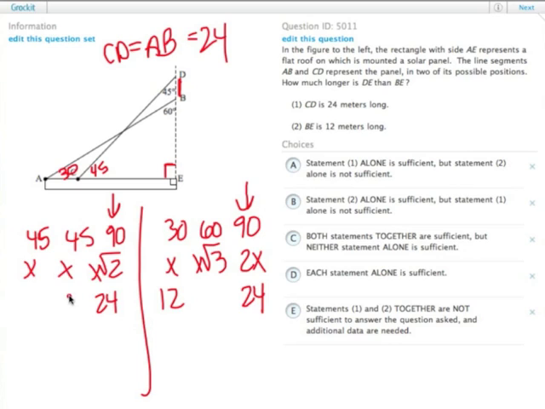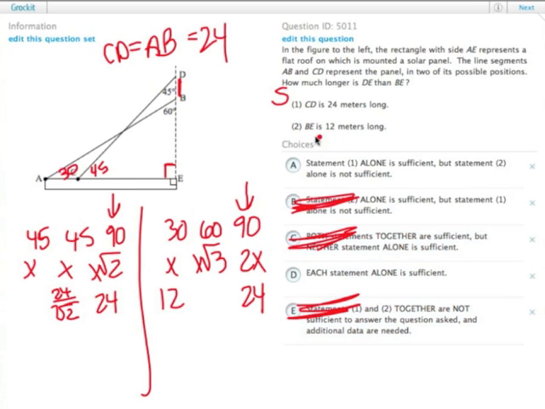In this case it would be 12, and this would be 24 over the square root of 2, whatever that comes out to be. It comes out to be 12 times the square root of 2, actually. Anyway, so you would subtract those two, but that's way more math than you actually needed to do. All you needed to do is see, hey, we got one side, we have everything. Statement 1 is sufficient. Statement 2, so we can cross off B, C, and E.